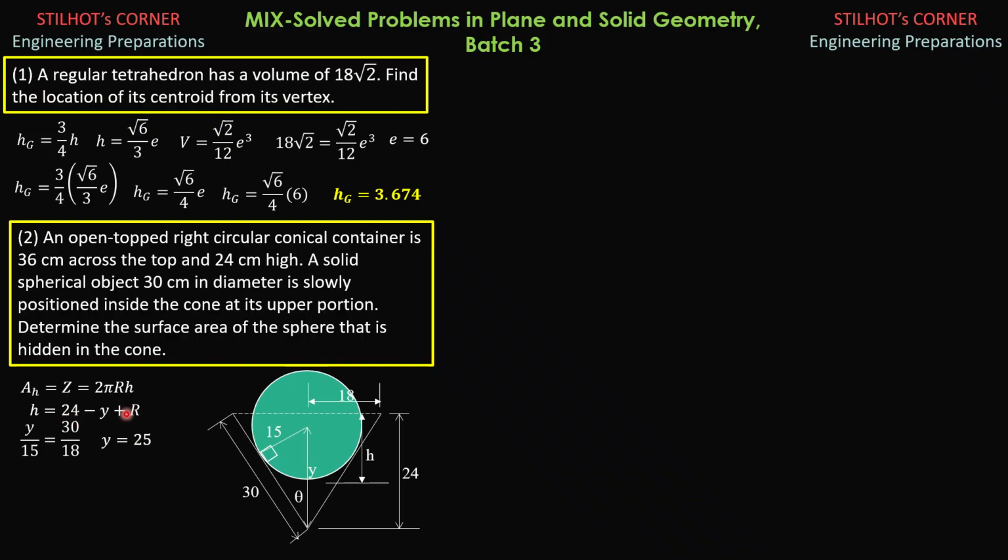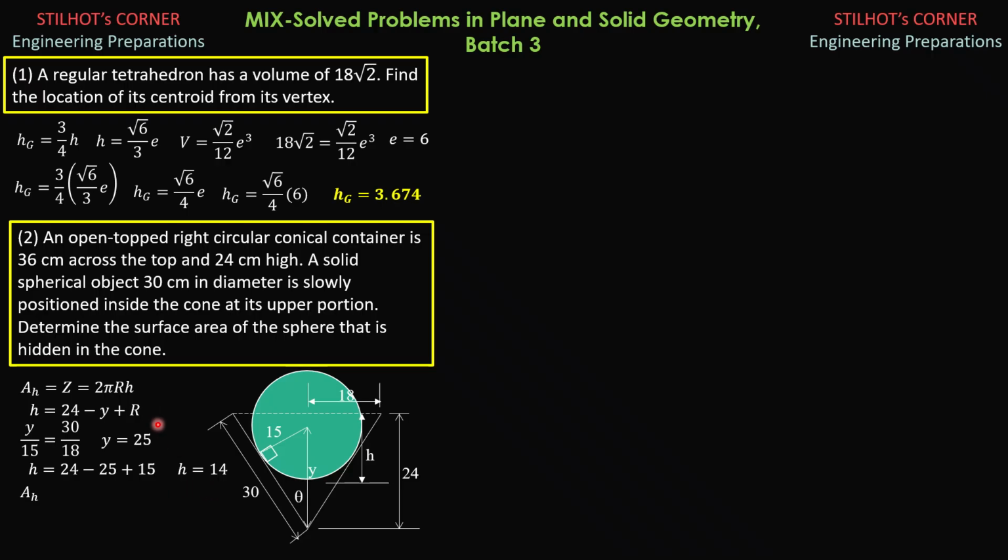We just use this formula because we set this up in this actual figure here. So 24 minus 25 plus 15 is 14. Indeed, it is 14 because the center of the sphere should be above the top base by 1 cm. So if it is above by 1 cm, center to bottom portion is the radius, so that means the hidden height is 15 minus 1, or 14.